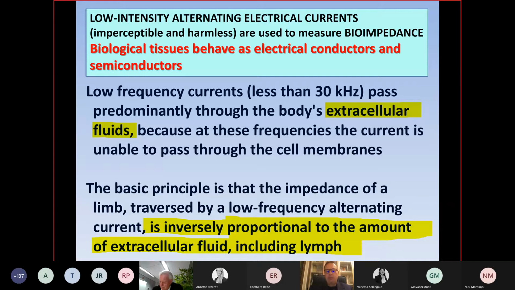The basic principle of bioimpedance is that the impedance is inversely proportional to the amount of the extracellular fluid, including lymph. So the higher the impedance, the higher the consistency of the tissue. The lower the impedance, the higher the fluid amount.